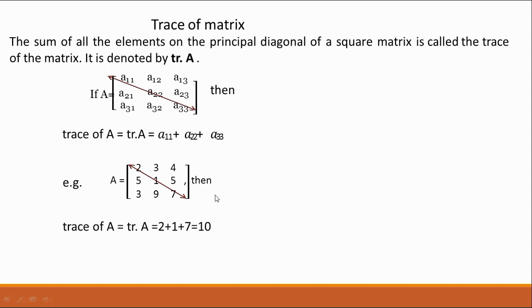Dear students, in this lecture we discussed the introduction of matrices and some special types of matrices. Inshallah, in the next lecture we will discuss the operations of matrices, that is how to add two matrices, how to subtract two matrices, how to multiply a scalar with a matrix, and how to multiply two matrices.